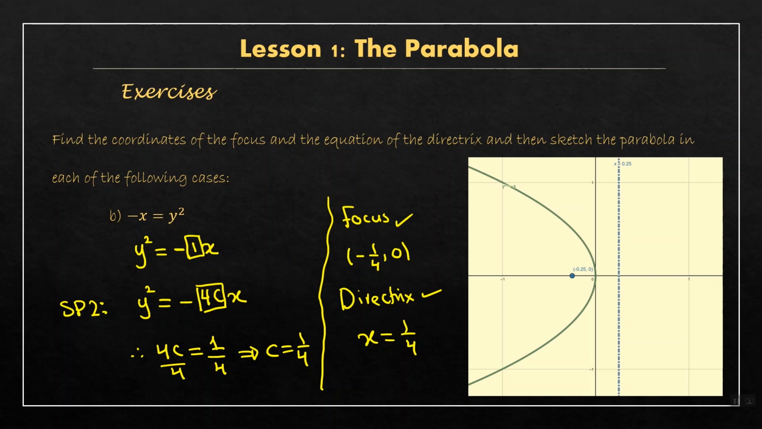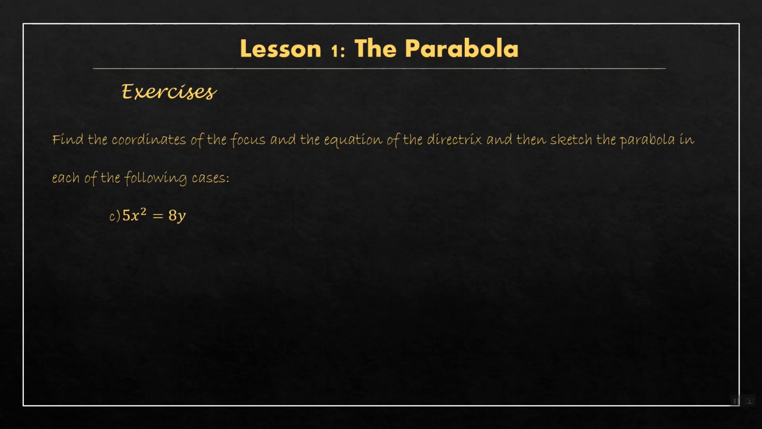Let's look at the third example. This one says 5x squared is equal to 8y. Again with the tricking. Now they're trying to trick us again here by writing a number before x squared. I should not have a number before x squared. I should remove this number. I should divide by 5 both sides. The equation should look like this: x squared equals 8 over 5 y.